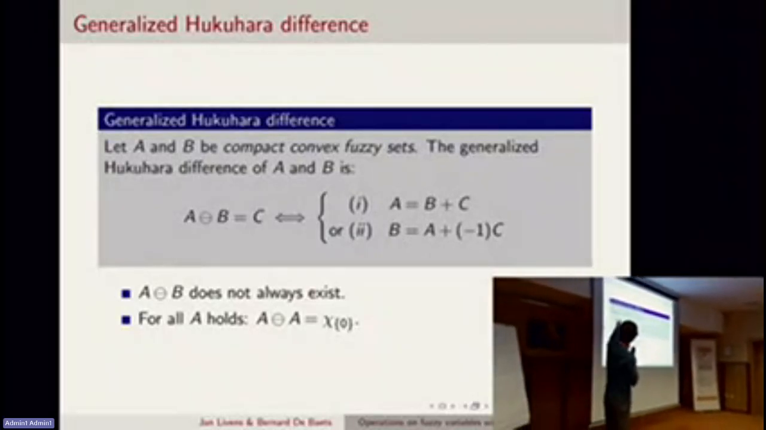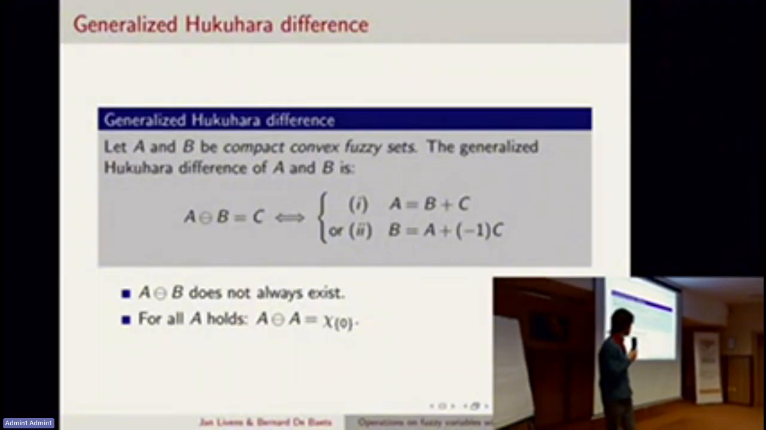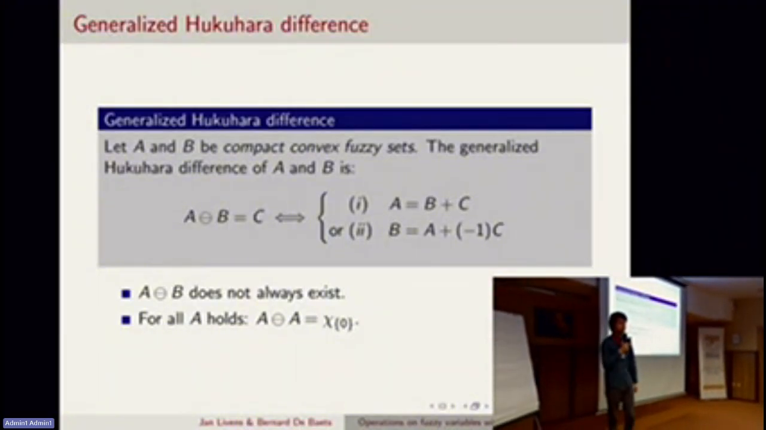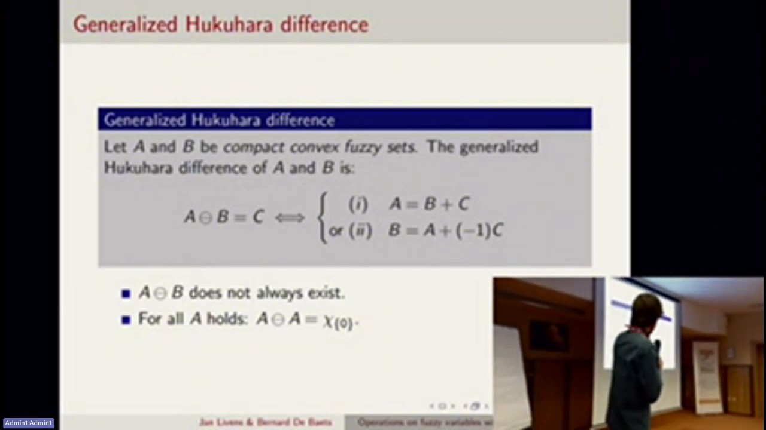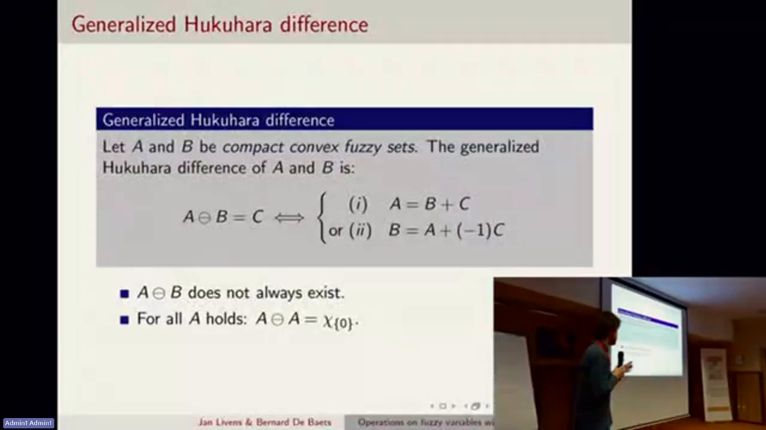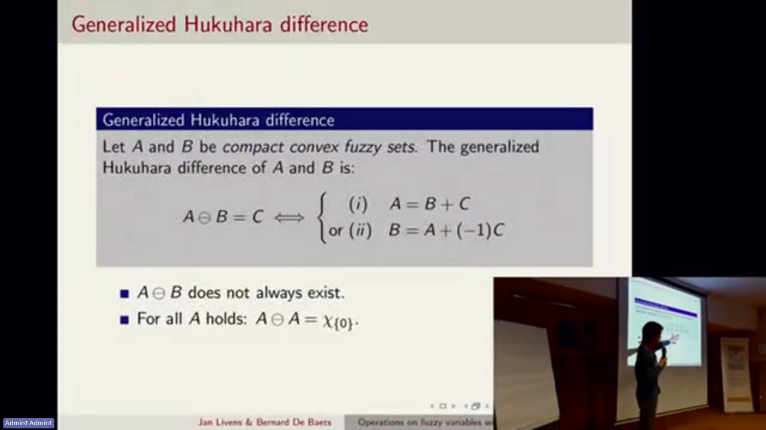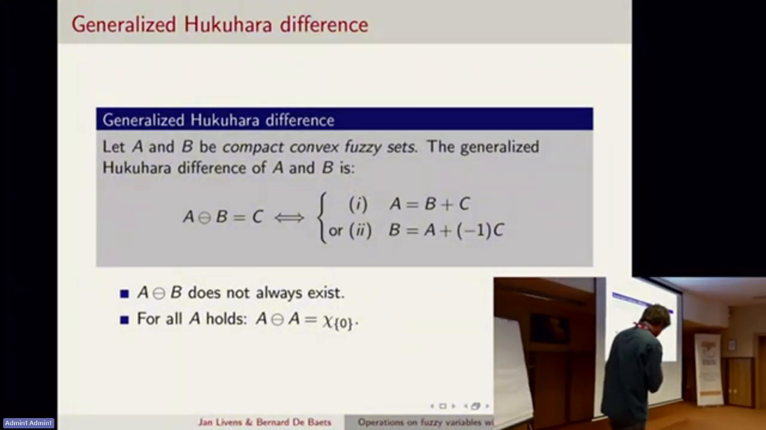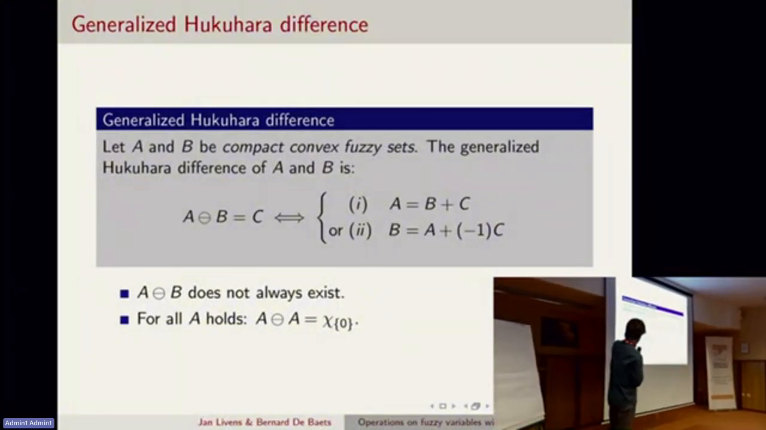So how is it defined? Let A and B be compact fuzzy sets, and we will define the difference of A and B as a certain fuzzy set C, such that either A is the sum of B plus C, or B is A plus minus C. The intuition here is, of course, that this is explicitly inverting the addition, and that yields the following results.